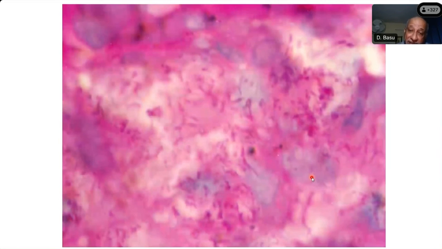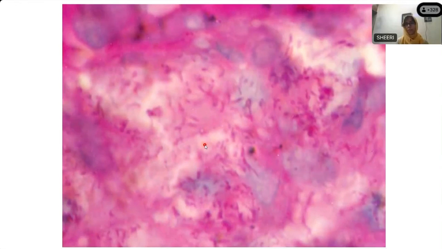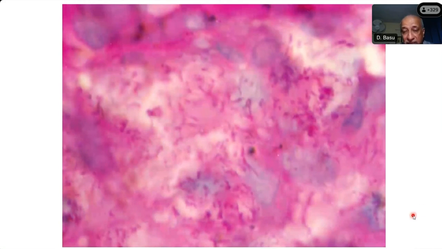PAS stain. This is PAS stain, and notice these bacilli are positive for PAS. So Mycobacterium avium intracellulare is a mycobacterium that is also PAS positive. Yes, so this was a case of an atypical mycobacteriosis, possibly Mycobacterium avium intracellulare. Unfortunately, cultures were not done for this particular case, but subsequently we've had cases where they have grown avium intracellulare.